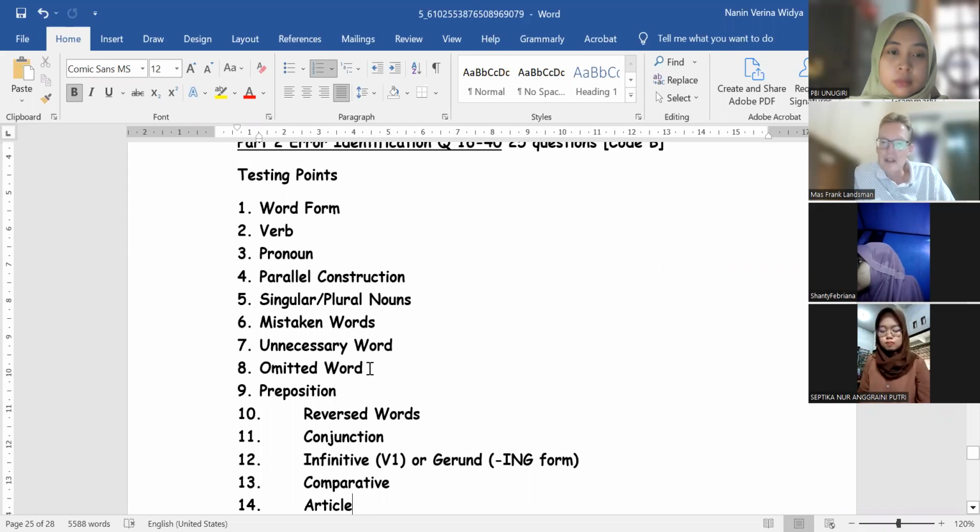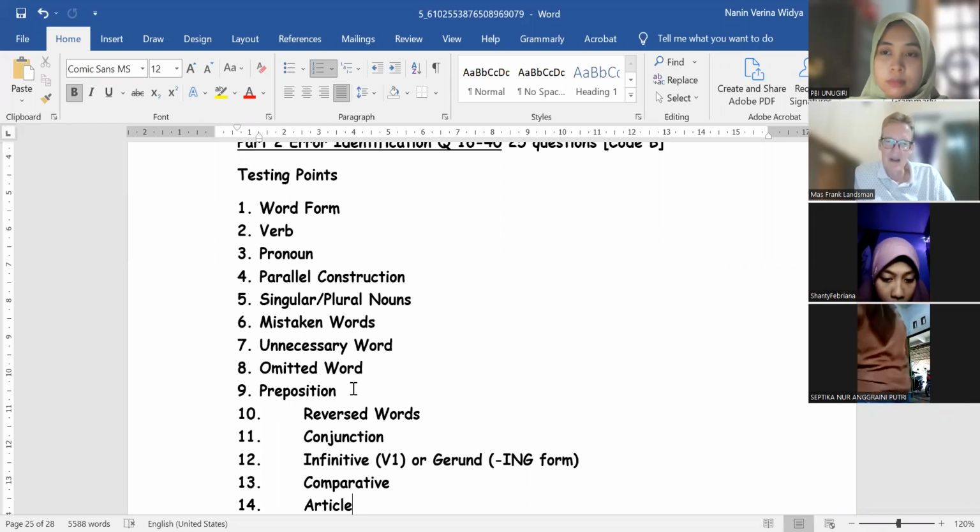The opposite, omitted word, ada yang hilang, ada yang tidak dipakai tapi seharusnya dipakai. I want to tell you a funny story instead of I want to tell you a funny story. Something is missing, omitted word, ya, yang dihilangkan.